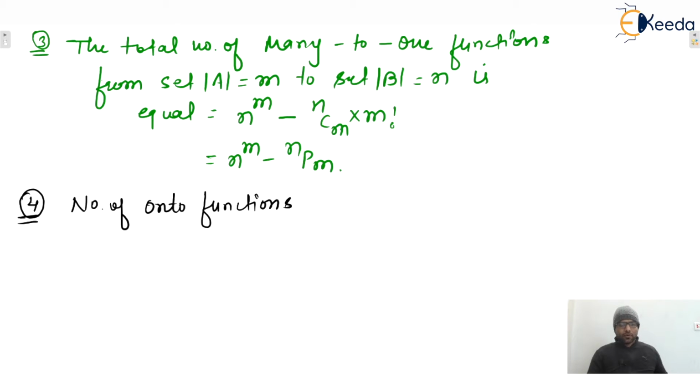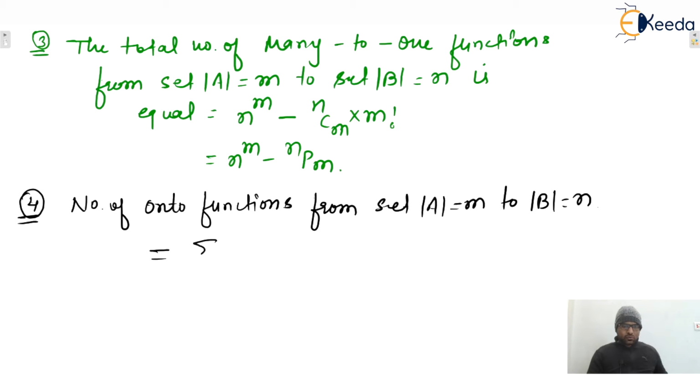Number of onto functions from set A which has cardinality equal to M to set B which has cardinality equal to N is equal to summation k from 0 to n of (-1) raised to power k, nCk into (n minus k) raised to power m. This formula is also very, very important.